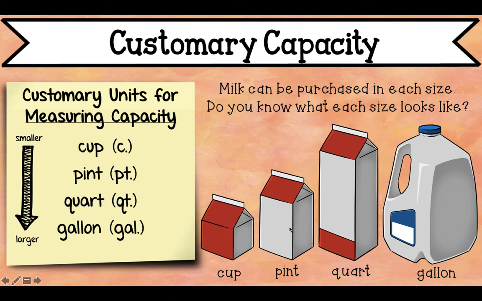There are 2 cups in every pint, and there are 4 cups in every quart. And I wonder how many cups would be in a gallon. Do you know how many cups would be in a gallon? There are going to be 16 cups in a gallon. So 4 quarts could fit inside of a gallon.